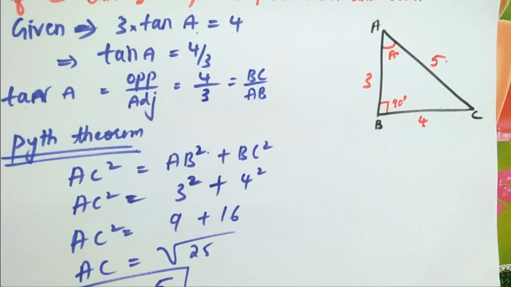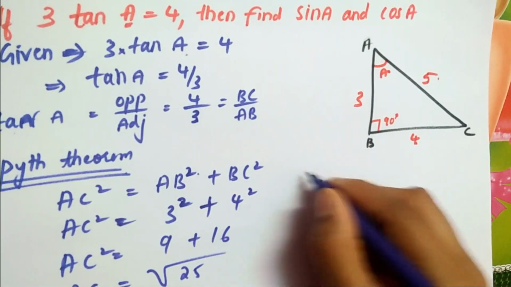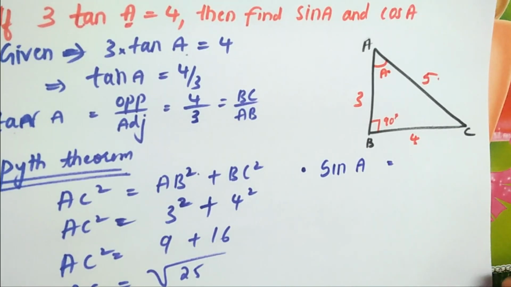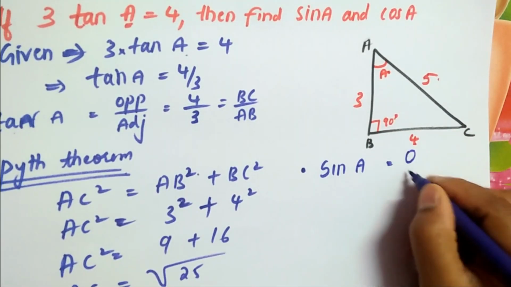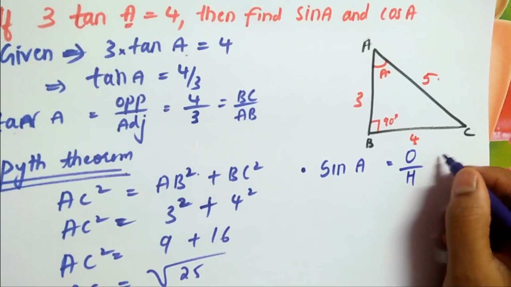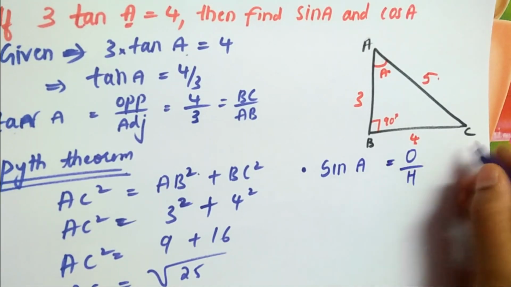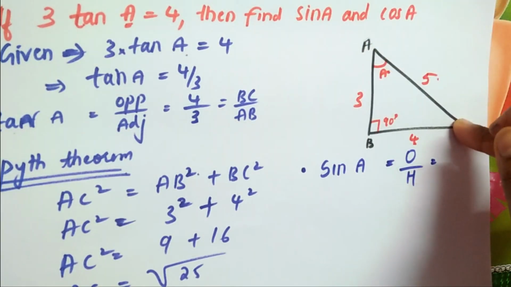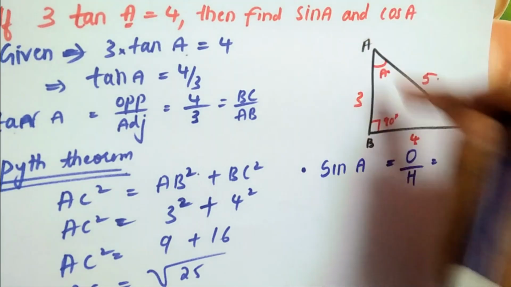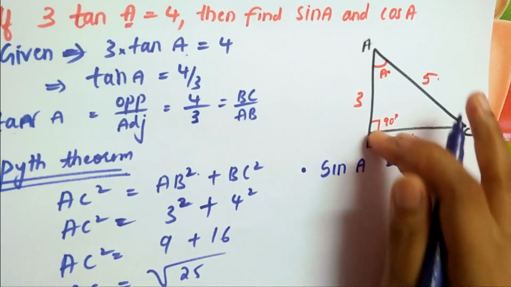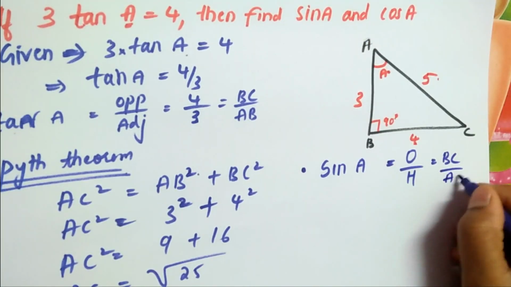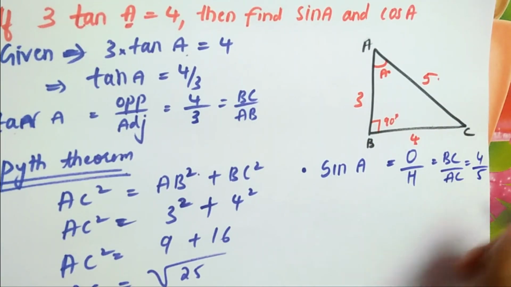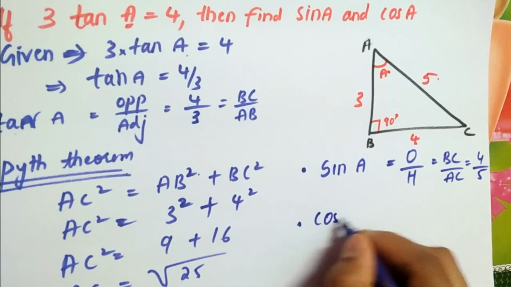Now the things are easy to find. Now finding sine A. What is sine A? Old Harry, that's just the thing to remember: opposite by hypotenuse. What is opposite? BC. What is hypotenuse? AC. What is the answer? 4 by 5.